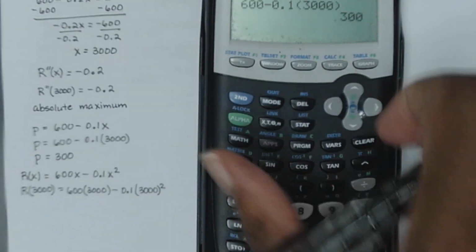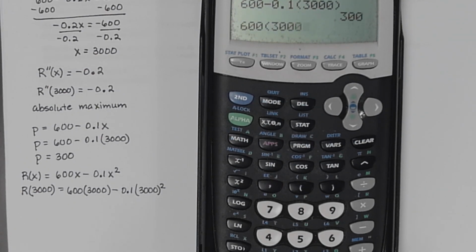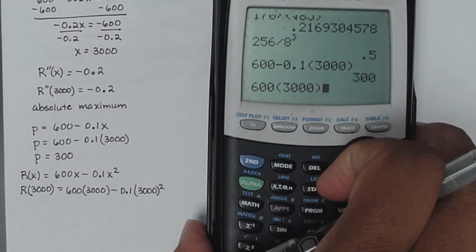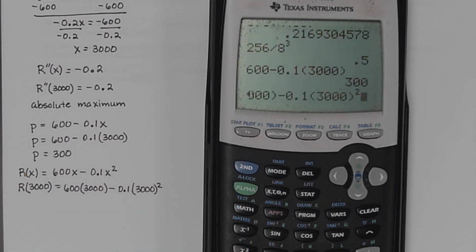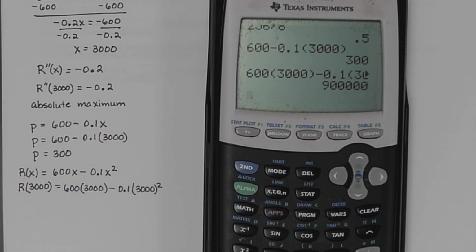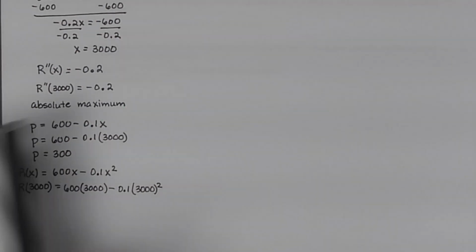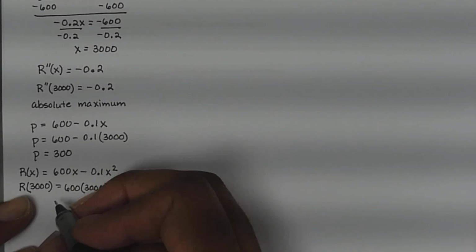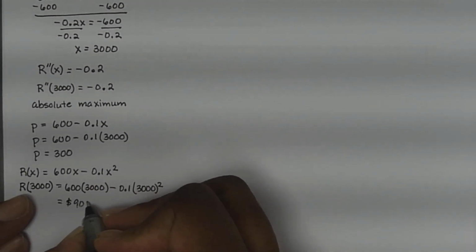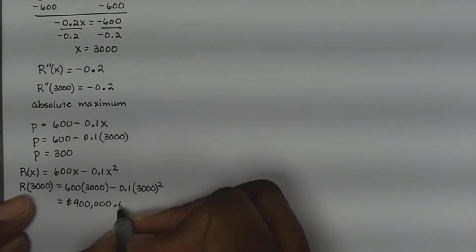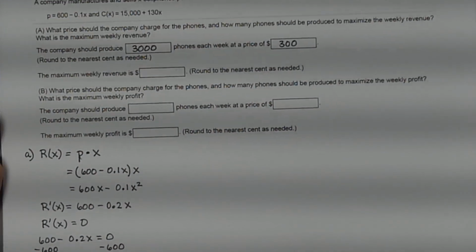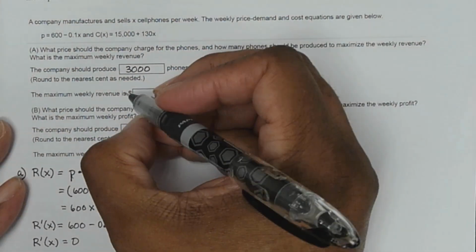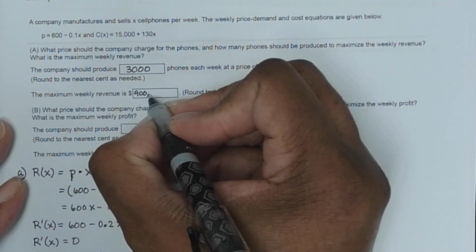And I'm going to do this in the calculator. So 600 times 3,000 minus 0.1 times 3,000. I'm going to close parentheses and square it. That would mean 900,000. So we're talking about a revenue of $900,000. So the maximum weekly revenue, if we go back up here, is $900,000.